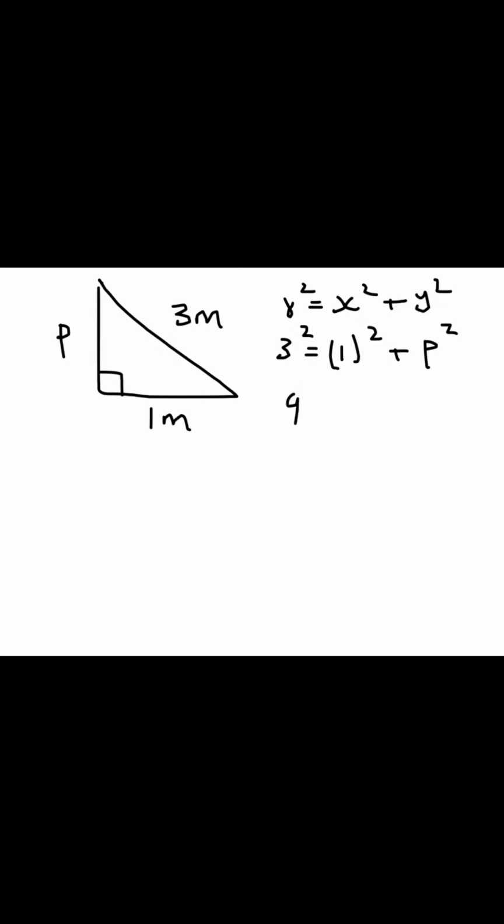Then 3 squared, definitely that is 9, which equals 1 squared, which is just 1, plus p squared, that's what you are looking for. 1 to the other side, 9 minus 1, definitely that will be 8, which equals p squared. What you can do now is square root both sides so that you remove the squared on p. For the square root of 8, you check what it gives you. If it gives you a decimal, do not write it as a decimal, it's fine, you can just leave it as square root of 8.